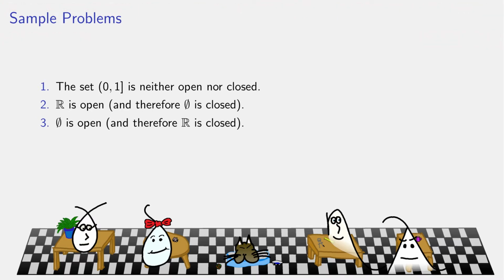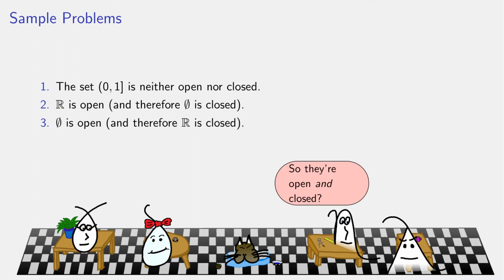Now, one thing, if you paused and worked through, note that the real numbers are an open set, and therefore by definition its complement, which is empty, is closed, but you can also prove that the empty set is open, and therefore its complement, which is all the real numbers, is closed. So the real numbers and the empty set are both open and closed. Okay? It is possible for a set to be open and closed.